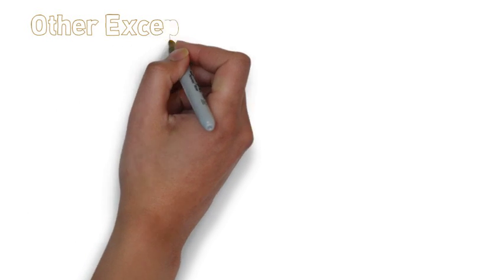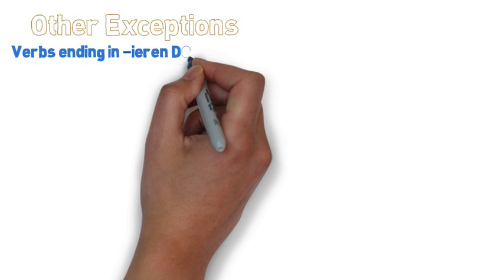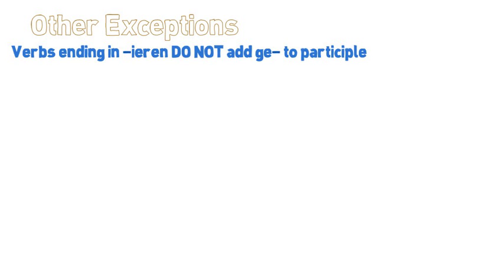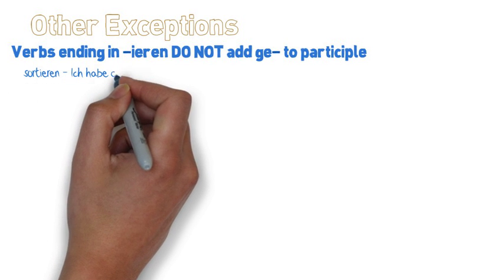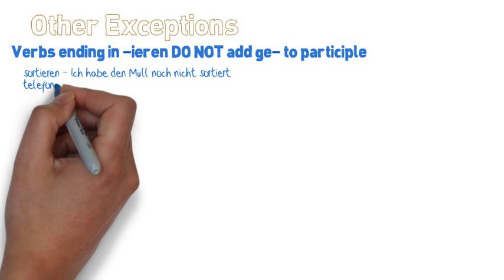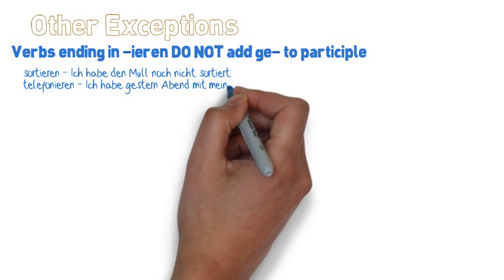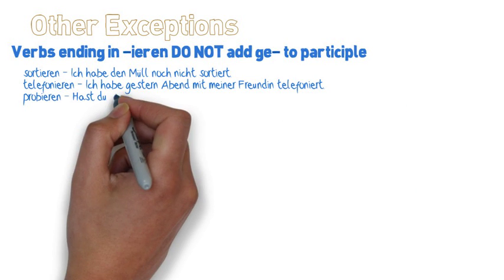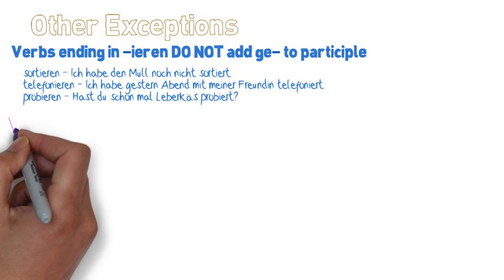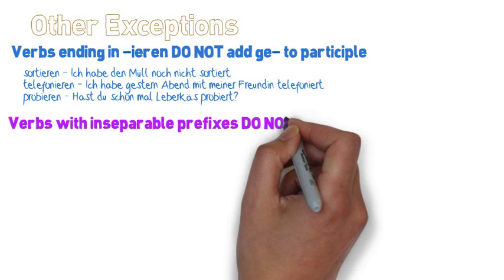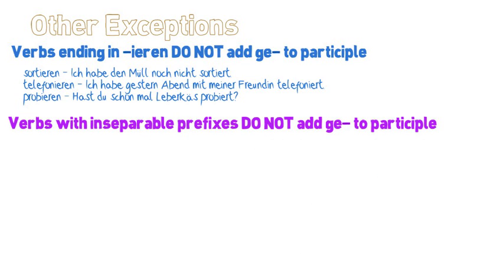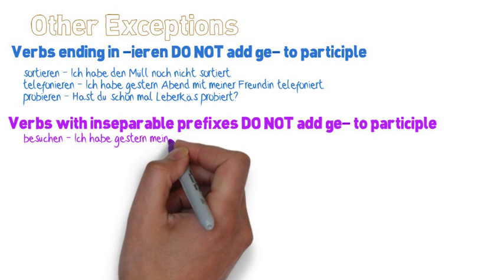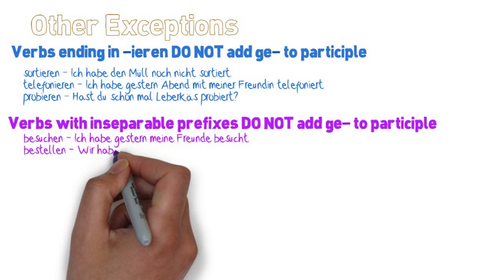There are some other exceptions or quirks that you might also recall. First of all, verbs that end in ieren, ieren verbs, do not add the usual ge to the beginning of the participle. For instance, sortieren would just become sortiert, not gesortiert. Telefonieren would just become telefoniert. Probieren would be probiert. Also, verbs with inseparable prefixes such as be, ge, or ver, don't add a ge to the beginning of their participles either.